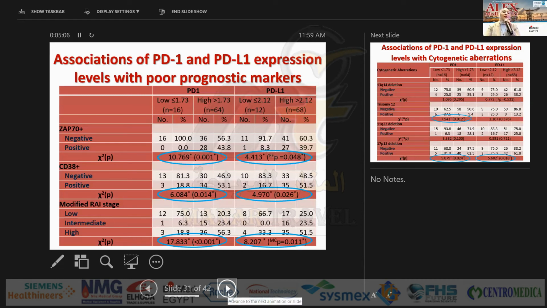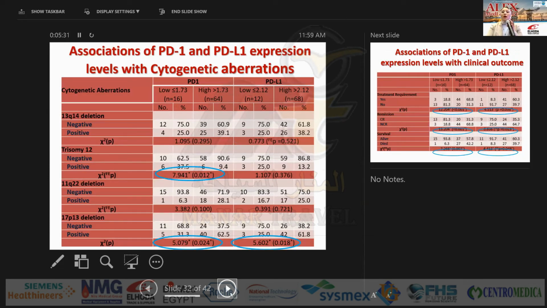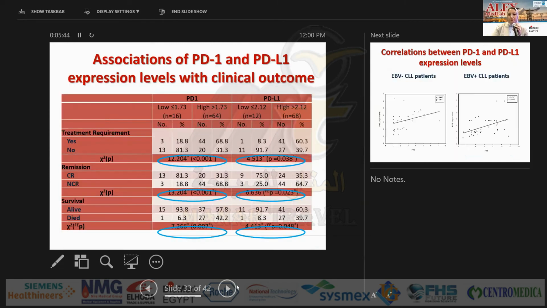Patients were further classified, according to PD1 and PDL1 expression, into those with high expression and those with low expression, based on the median expression value of both markers in each patient. For both markers, high expression levels were significantly associated with positivity for ZAP70 and CD38 and higher stages in the modified Rai stage. A significant association was found between PD1 high expression and trisomy 12 and the p53 deletion, while PDL1 was significantly associated with the p53 deletion.